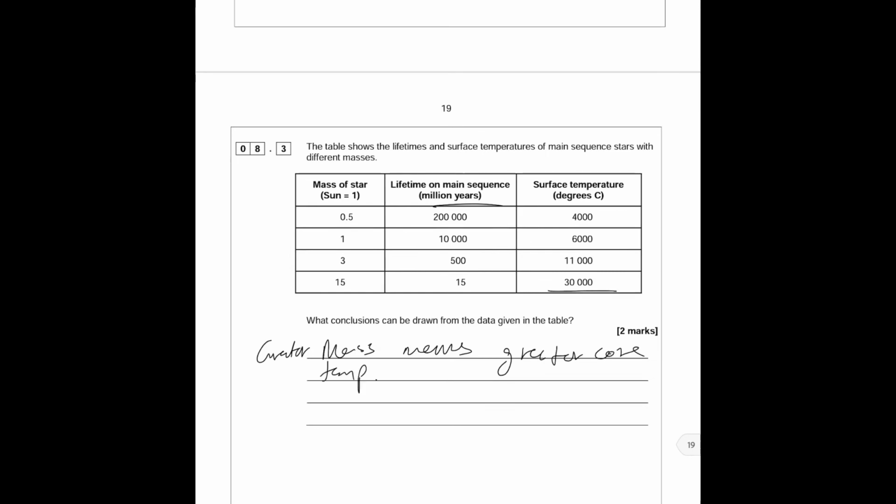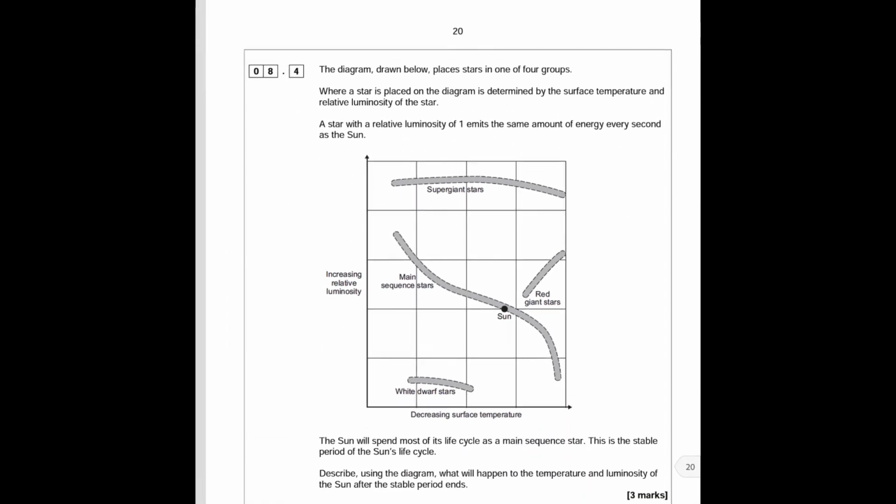Greater core temperatures with increasing mass. Connect this with greater core temperatures means greater rate of fusion. That's it, just for 2 marks: greater rate of fusion. So greater mass means greater core temperature, which indirectly means that there's a greater rate of fusion.